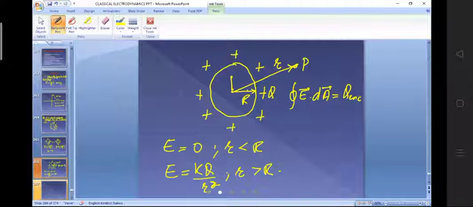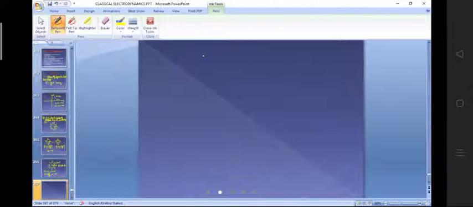So electrostatic field is simply like this. Inside, electrostatic field will be equal to 0. Outside, electrostatic field is same as that of a point charge. So that means outside the electrostatic field is as if the whole charge of the sphere is concentrated at the center of the sphere. Right? Okay, so next we have to plot the graph.